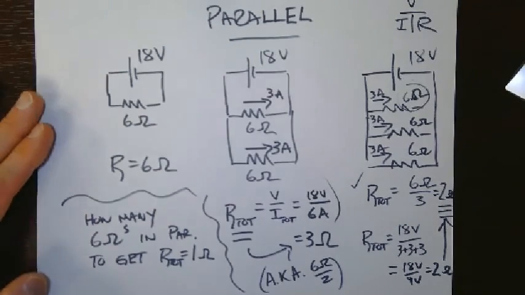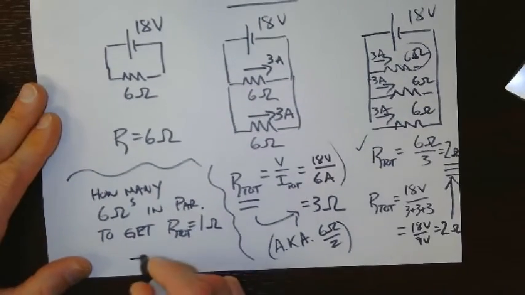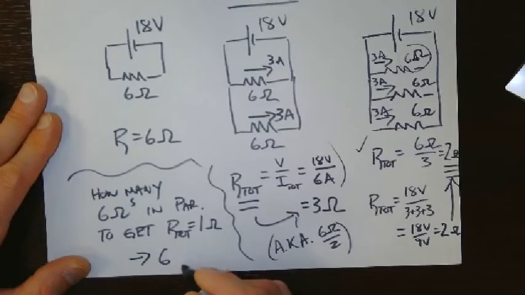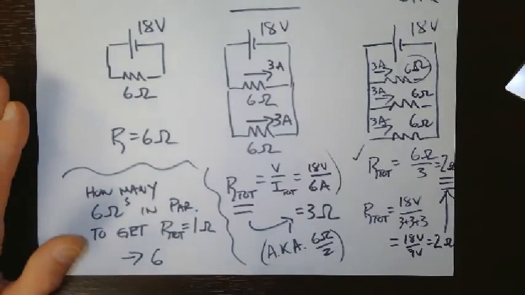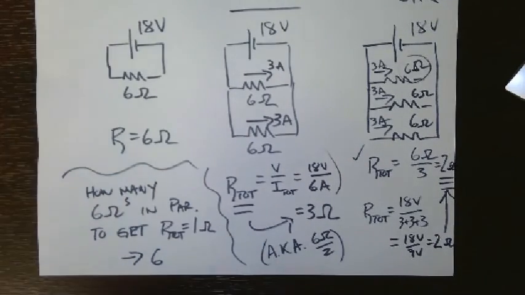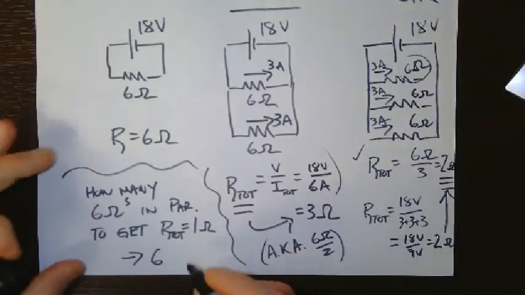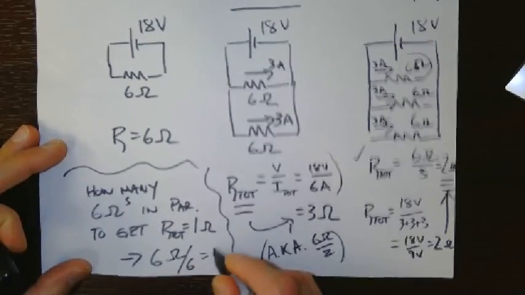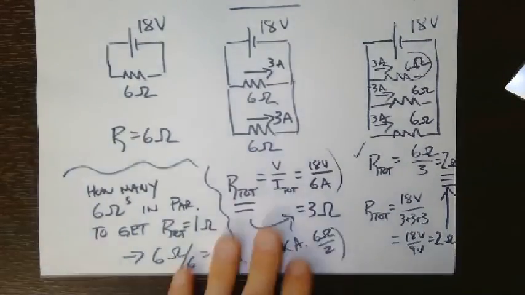All right, hopefully you've paused the video and you've thought about that. But the answer would be 6. It would take 6 resistors to give you that, because 6 divided by 6 is equal to 1 ohm. All right? So I hope that helps.